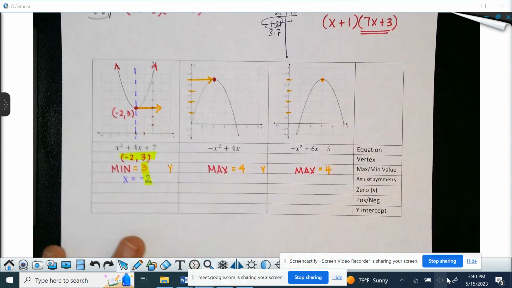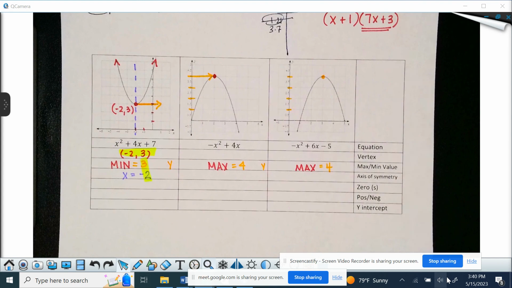The x value of your vertex is always your axis of symmetry. Your y value is always your max or min. So if you can find your vertex, you can answer the max min, you can answer axis of symmetry. It's just remembering the axis of symmetry is going to be an equation, and a max min will be just a number, usually. Okay?